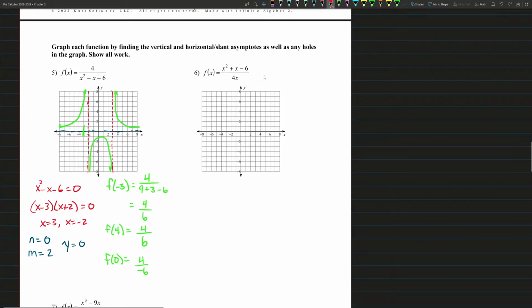Great. So now number 6. We set our denominator equal to 0. So x is equal to 0 is one of our asymptotes. That just goes through the origin.